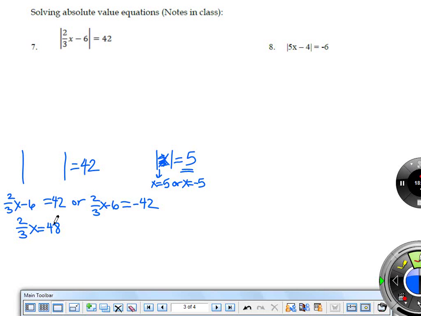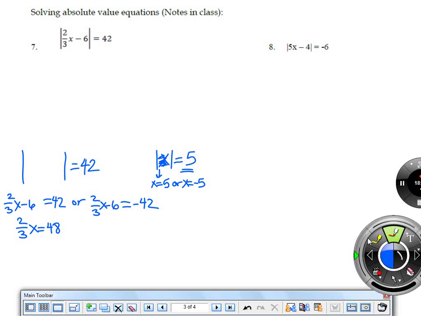we'll get 2/3 x equals 48. And for those of you that still hate fractions, get used to them, okay? So we would want to multiply both sides by 3/2 because the 3's would cancel and the 2's would cancel, and we would just have left x. But that means we also need to multiply 48 by 3/2. Okay? So remember with fractions, you have to put a 1 in the denominator.